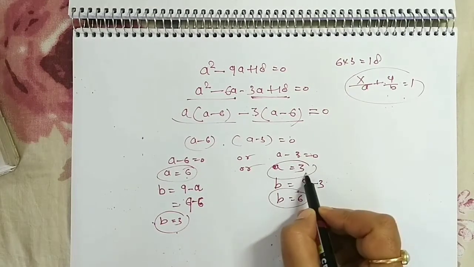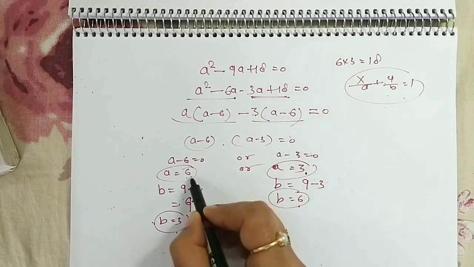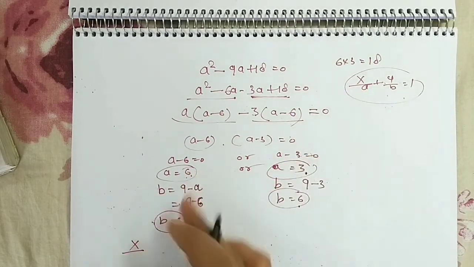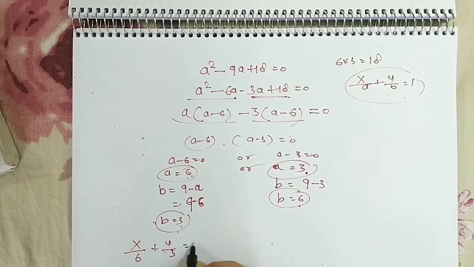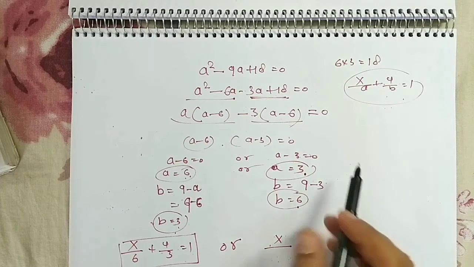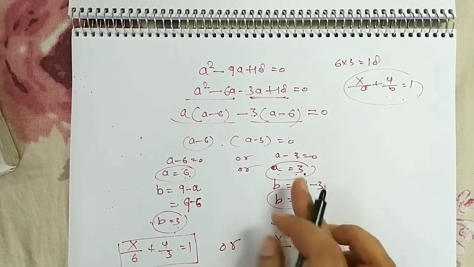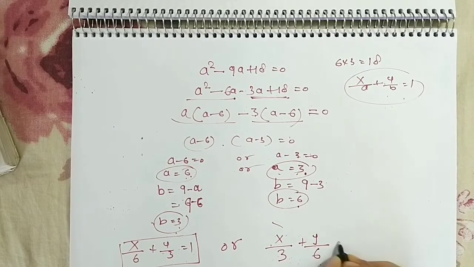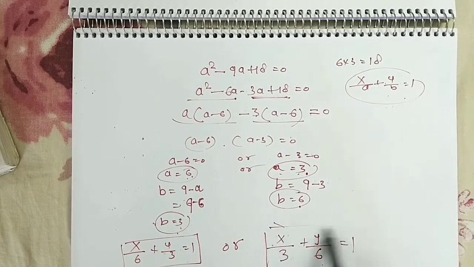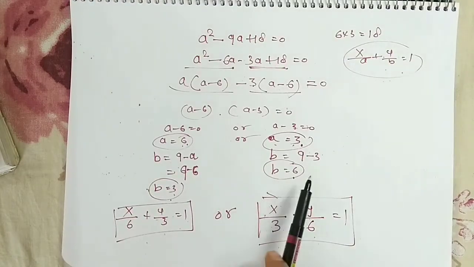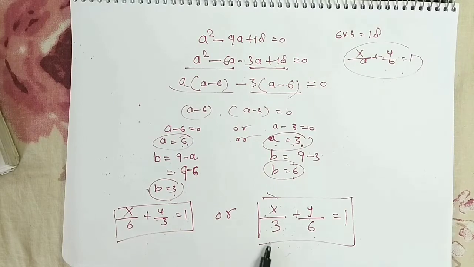So if a is 3, b is 6. If a is 6, then b is 3. So the equation will be x by 6 plus y by 3 is 1, either this is the equation, or x by 3 plus y by 6 is equal to 1. Or this is my equation. I'm just putting the a and b values in the standard equation. So there are two possible lines which will satisfy the given conditions.